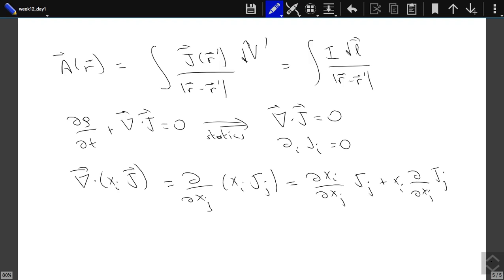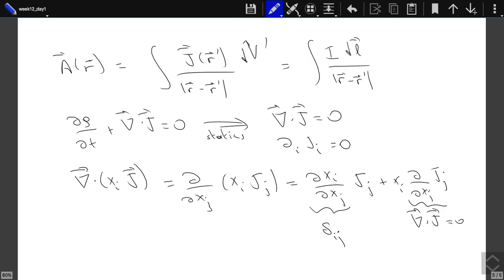Now let's look at the second term first. This derivative of j_j with respect to x_j is nothing but the divergence of j, but this is 0. So the second term is 0. Now let's look at the first term. If i is equal to j, it's like I'm taking the x derivative of x, or the y derivative of y, or the z derivative of z, it's just 1. If i is different than j, it's like I'm taking the x derivative of y. They are different components, so it's 0. So that is nothing but the Kronecker delta ij.